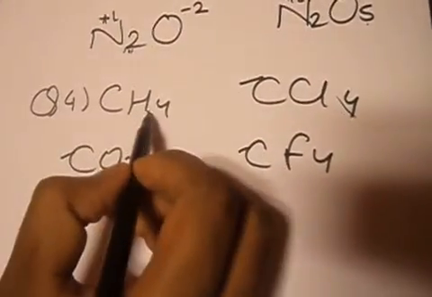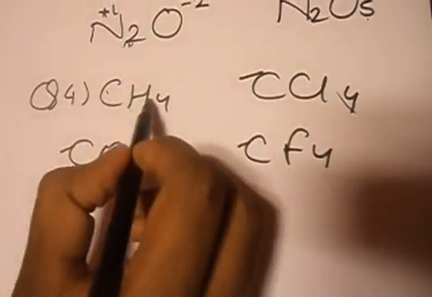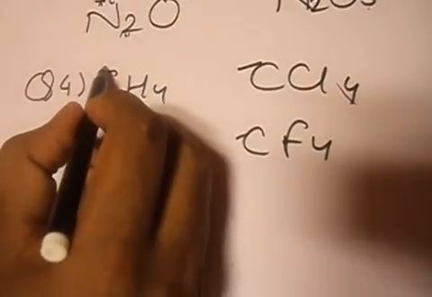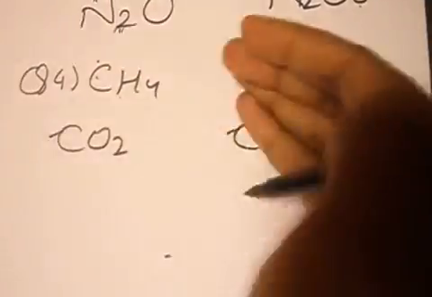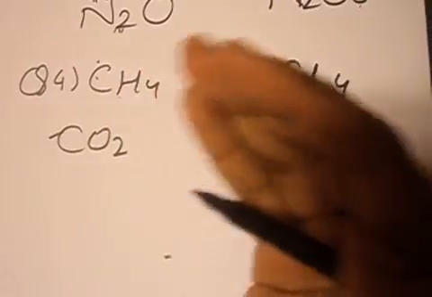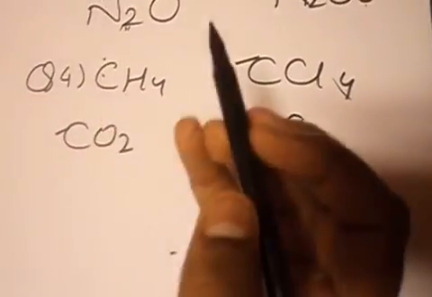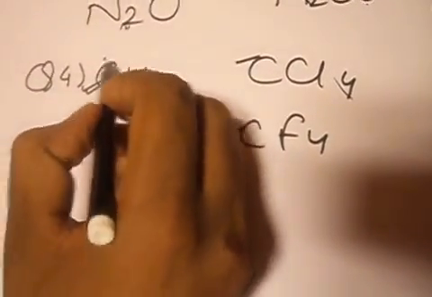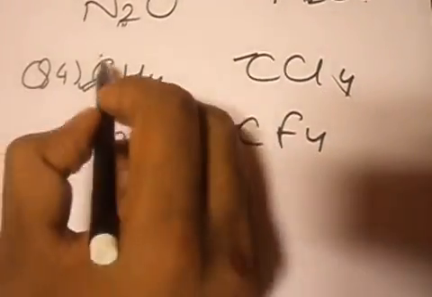But in CH4, carbon is bonded to a less electronegative atom than itself, so carbon will be negative in this case. So without actually calculating the oxidation state, I can briefly say in which compound carbon will be in the smallest oxidation state. Carbon will be in the smallest oxidation state in methane. It will be negative in this case.